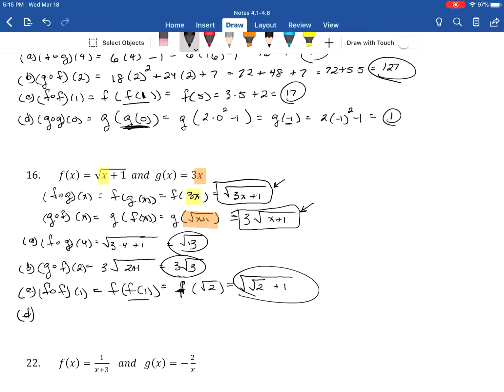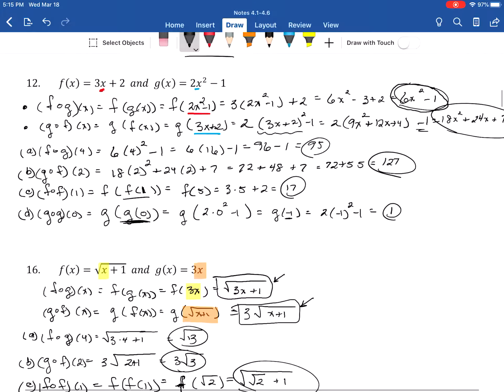Part D, g of 0. All right, so g of 0 is what I need to figure out first. G of 0. Put 0 into function g. You get 3 times 0. 3 times 0. That equals 0. Then you do it again. And you get 0.